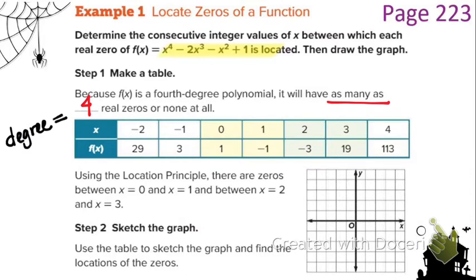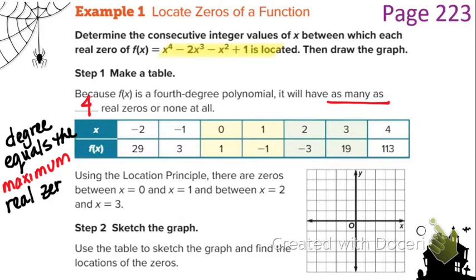So I want you to write that your degree equals the maximum real zeros. What that means is that if it's a fourth degree function, you can't have more than 4 real zeros. A fourth degree function can only have up to 4. If it's a fourth degree, you can't have 10 x-intercepts. If it's a second degree, you can only have up to 2.